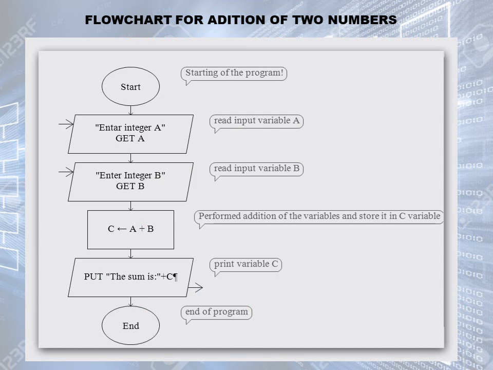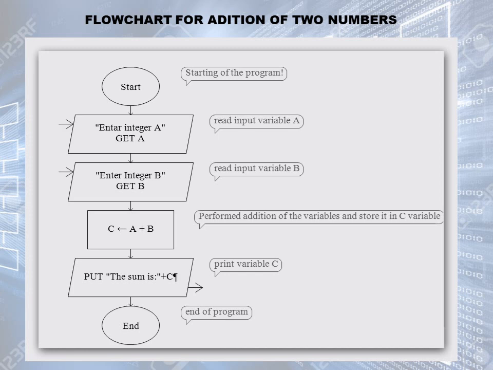So we have seen the different symbols. Now we'll see how to implement these symbols while drawing the flowchart. On the right-hand side there are comments, just for information. Start shows the starting of the program. Then enter integer A, that is get A, read input variable A. Then enter integer B, that is get B, read input variable B. Then C equals A plus B. That arrow is used as the assign symbol, the same meaning as equal to. It will perform addition of the variables and store it in variable C.